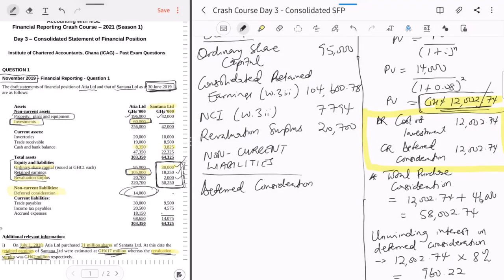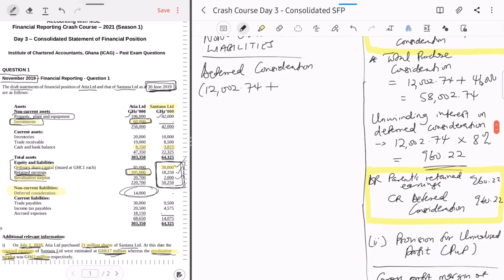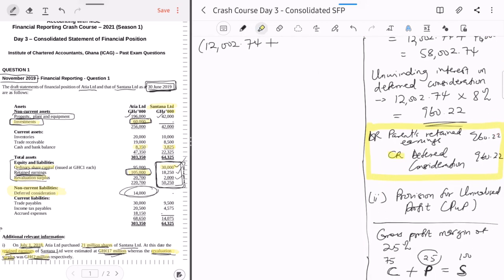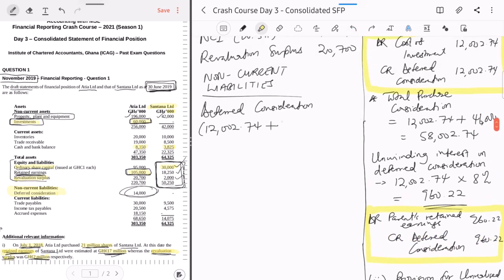So it would be 12,002.74 plus, do you remember we had unwinding interest? Exactly. Remember I said you are going to credit deferred consideration, which is a liability. So a credit will increase a liability, with 960.22. So plus 960.22. What does that give us? Let me add the two: 12,002.74 plus 960.22. That will give me 12,962.96, right? 12,962.96.